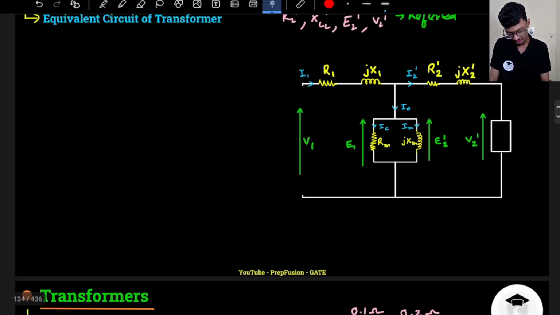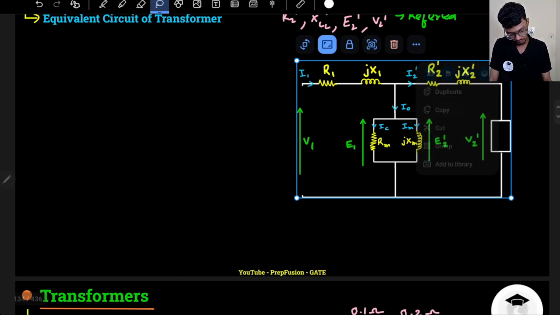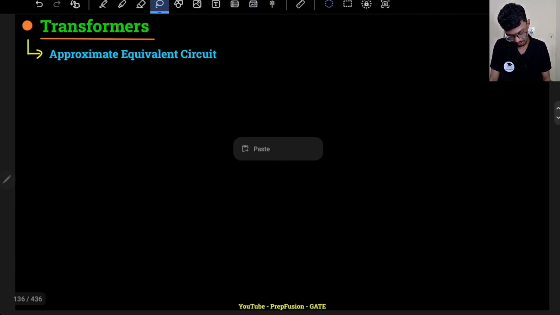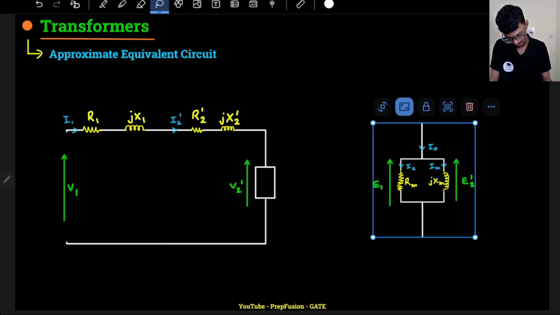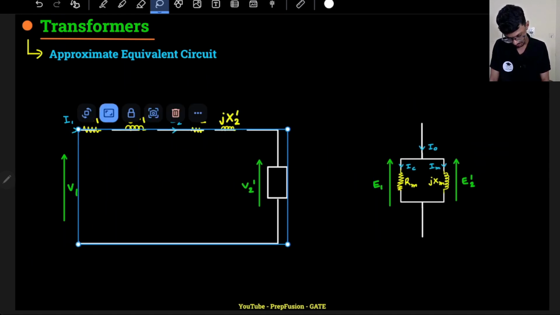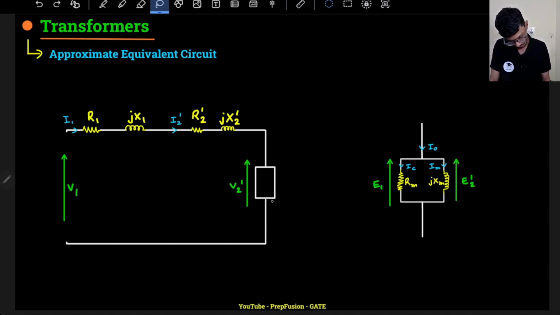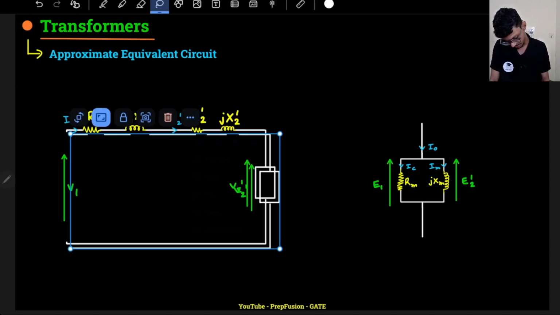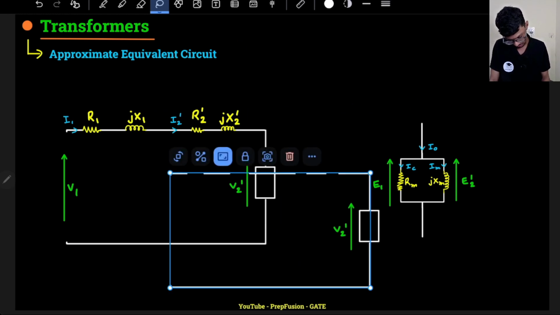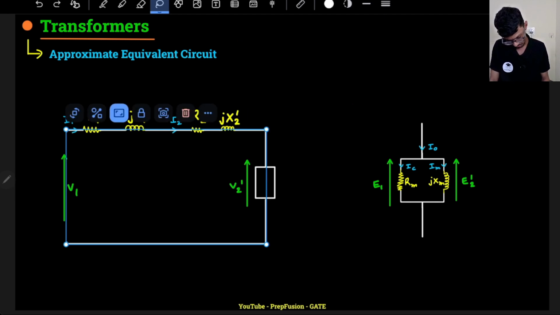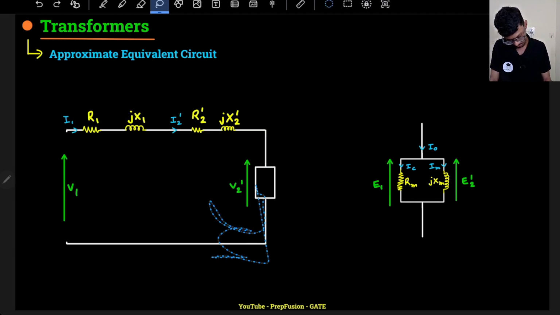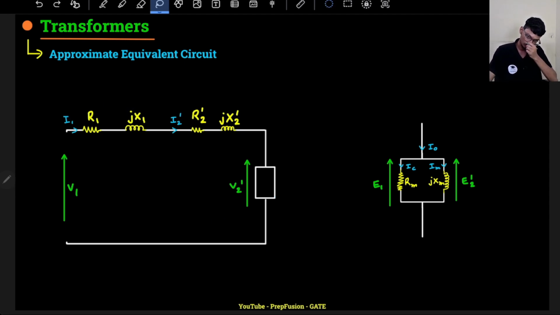So the first way is, if I move this whole thing to the left-hand side, this parallel branch can be moved to the right-hand side basically, and this whole thing will be on the left-hand side. Okay, this whole thing can go on the right-hand side basically, or the whole thing can go on the left-hand side.